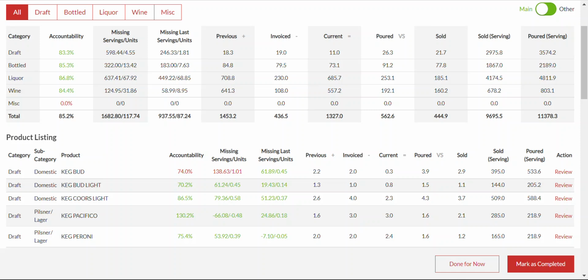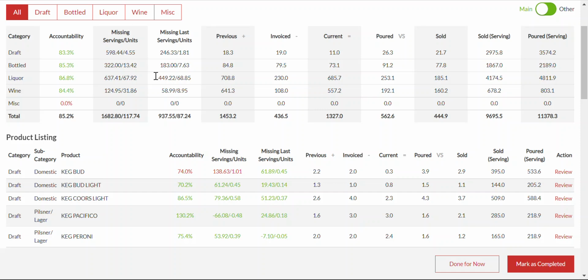This is Bar-I's Make Counting Count series, where we show you how our down-to-the-serving approach to inventory can increase your bar's profits by 30%. In this video, we're showing you how you can use your overall accountability percentage to monitor your current shrinkage level. You can also get an exact cost on what that shrinkage is costing you, so you can hold your bartenders accountable, reduce costs, and ultimately increase your profits.